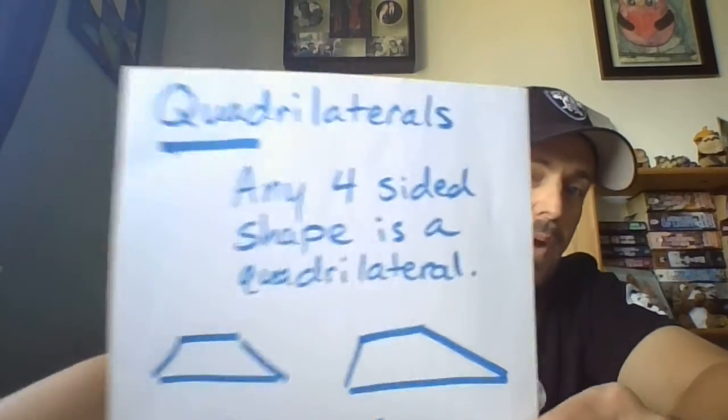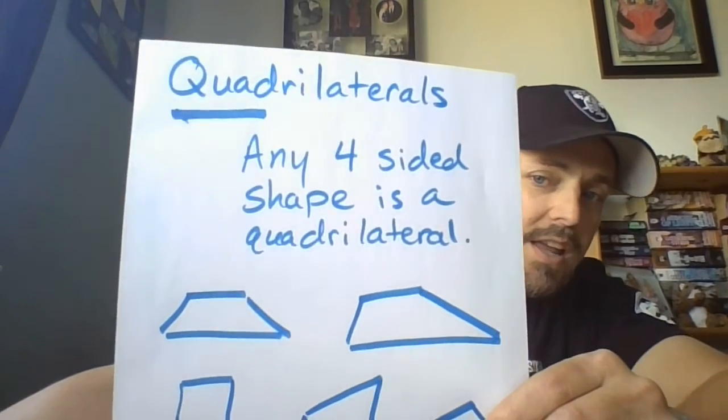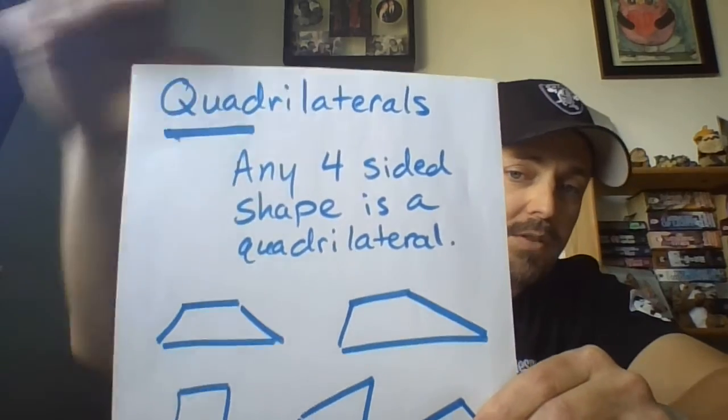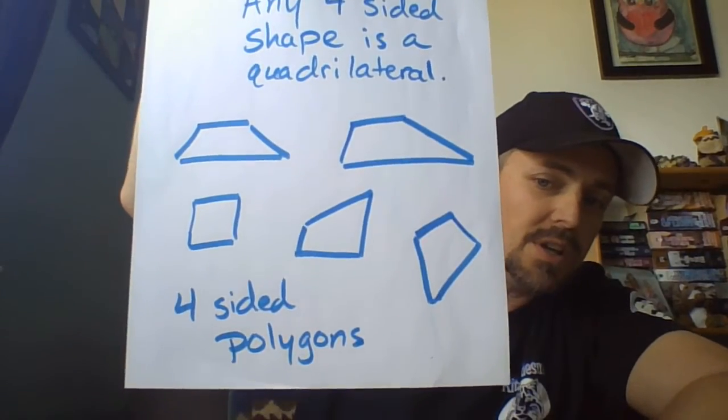We're going to talk a little more about quadrilaterals in our second video today. So I want you to take a look right here. Remember that a quadrilateral is any four-sided shape. So you have all these different examples of quadrilaterals, four-sided polygons. What we're going to talk about today is the angles in a quadrilateral.